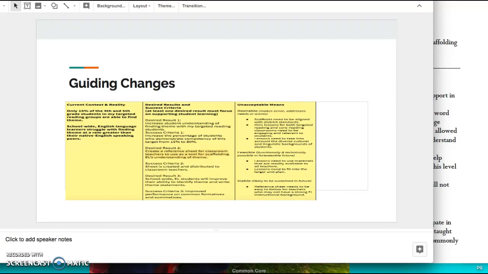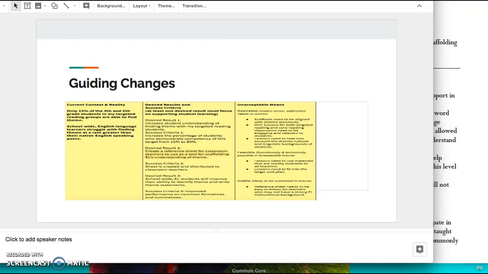And that success criteria would be that the document would be put in the hands of teachers at the beginning of the 2018-2019 school year. And with those 2 things in play, my hope then would be that school-wide we would see an increase in EL students' ability to find theme as measured by common formative and summatives.